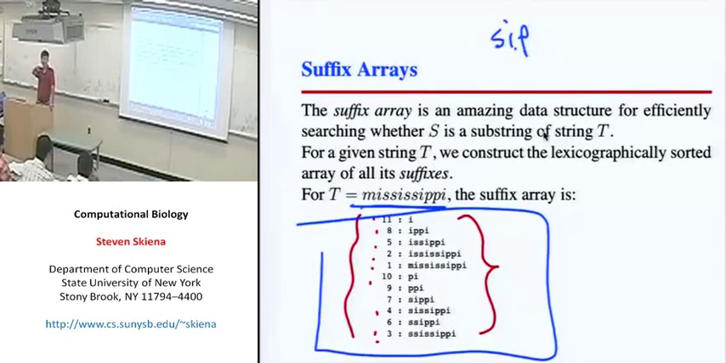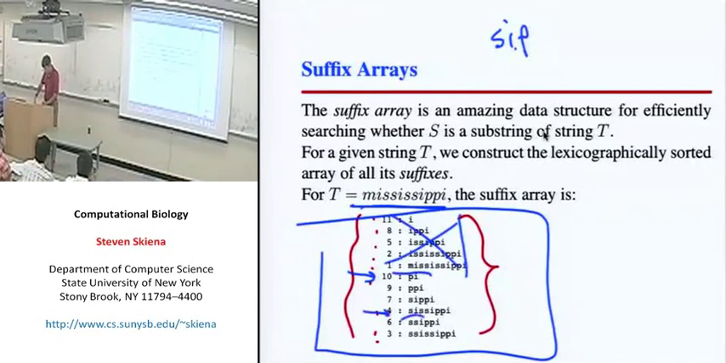Somebody with a hand. Okay, I heard the word binary search, right? What does that mean? I look in the middle of my array, and I say pi. Is sip less than pi, right? Alphabetically, the suffix that starts with sip has got to be in the lower half of the array than the one with pi. Does everybody agree with that? And so I will now say it's not in this part of the array, no sip here.